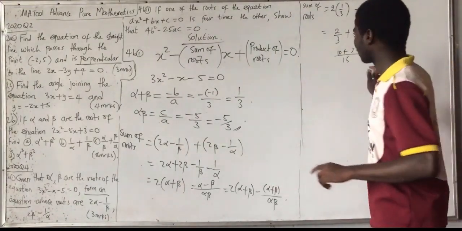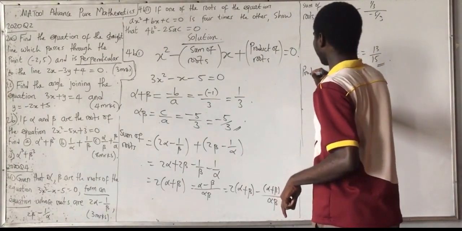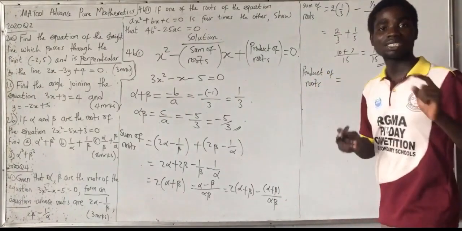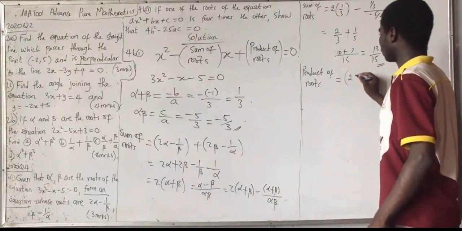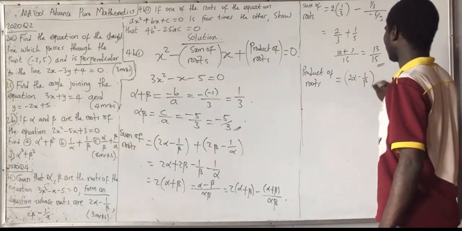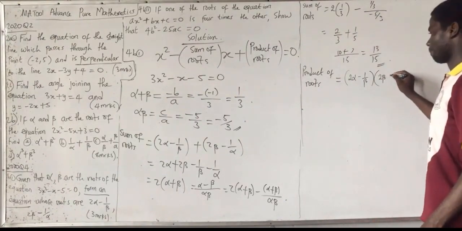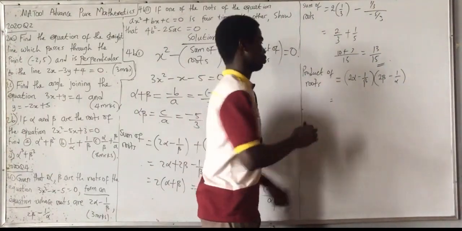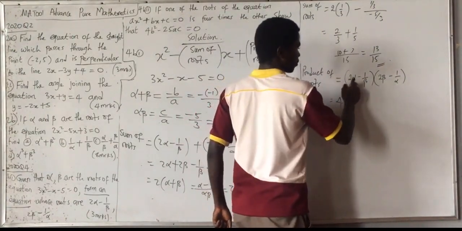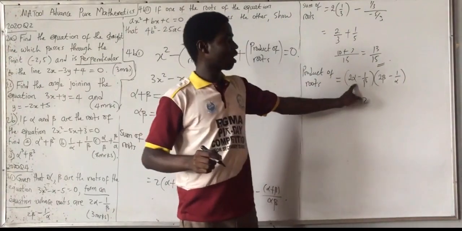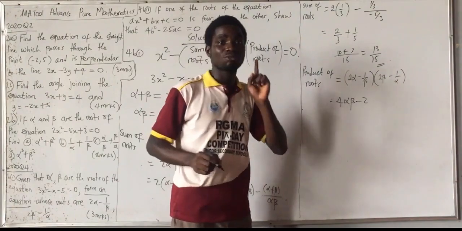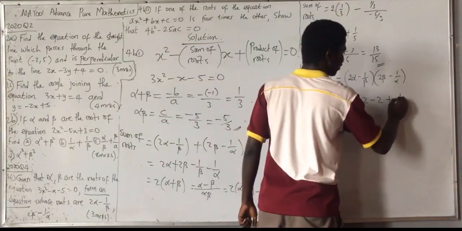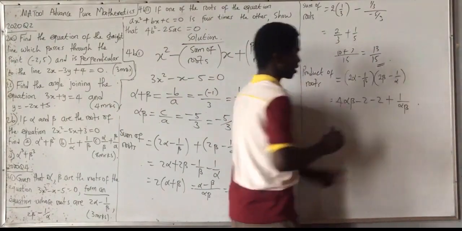Now, that is for the sum of roots. Now remain product. Product of root means multiply the roots together. That is 2 alpha minus 1 over beta multiplied by 2 beta minus 1 over alpha. So multiply and open the bracket. This times this, you have 4 alpha beta minus 2, because that will be minus 2 alpha times 1 over alpha. Alpha will cancel alpha, you'll be left with 2. This one times this, we also have minus 2 again. Minus times minus plus 1 over beta times 1 over alpha, that is 1 over alpha beta. That is what we are going to have.